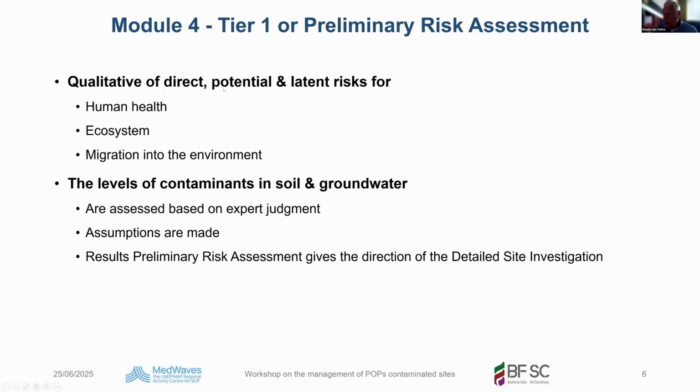It's a qualitative assessment of direct, potential, and latent risks. What is assessed is the human health risk, the risk for the ecosystem, and migration risks. The levels of contaminant in soil and groundwater are assessed based on expert judgment. Assumptions are made, and the result of a preliminary risk assessment gives the direction of the detailed site investigation. So with this first risk assessment, you direct your detailed site investigation plan, but it is based on assumptions and expert judgment.